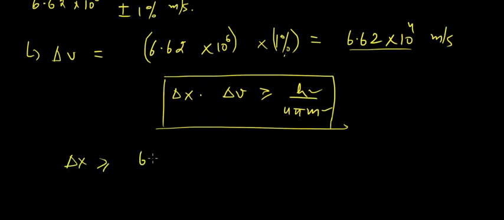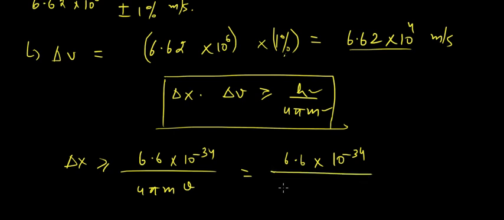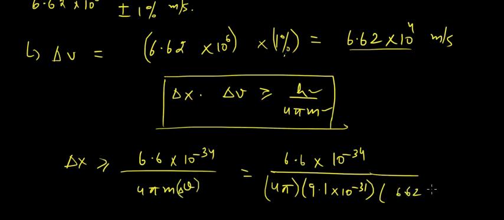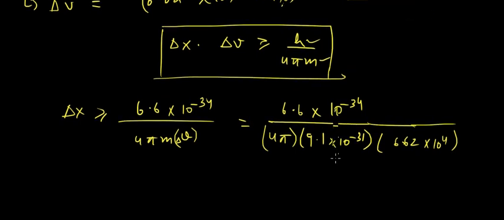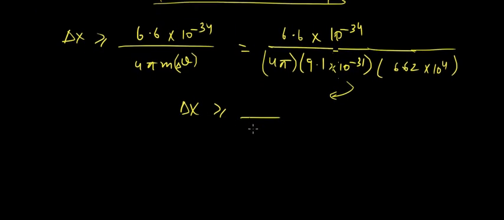So delta x should be greater than 6.6 into 10 to the power minus 34 upon 4 pi mv, which should be equal to 6.6 into 10 to the power minus 34 upon 4 pi. Mass of electron is again 9.1 into 10 to the power minus 31, and V is, rather this is delta V, not V. Delta V is again 6.62 into 10 to the power 4. So just calculate all of this value, and delta x should come out to be greater than or equal to. So I'll leave this as homework. Just calculate this value using a calculator and you are done.